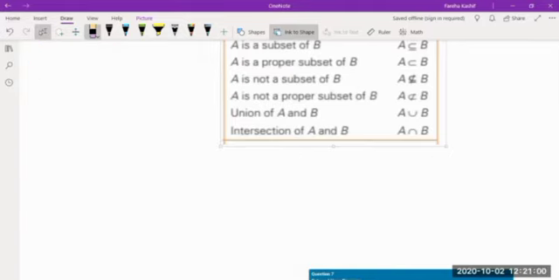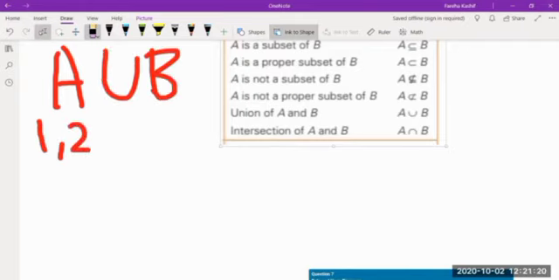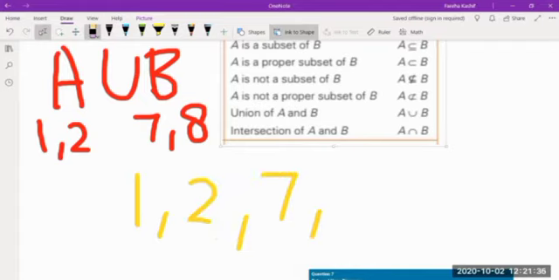Then if I'm using the term A union B, which is a very popular term, it means all the terms in set A and set B combined. If set A has the numbers 1 and 2 and set B has the numbers 7 and 8, then A union B becomes 1 and 2 and 7 and 8.